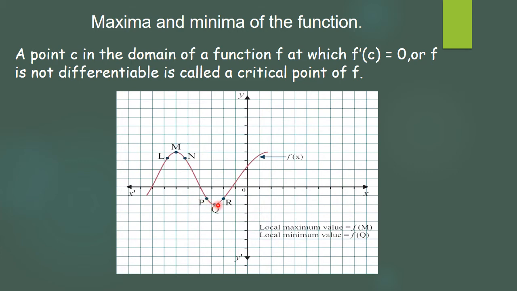But to the right of Q, the value of dy by dx will be positive. And so this point Q is called a local minimum point, and the value of f of x at this point Q is called the local minimum value. From the graph it's very easy to understand, because we can see that the function goes on increasing and from this point starts decreasing. So that is a maximum point. While in this case it was decreasing up to Q, and after Q it has started increasing, and so that is a local minimum point.